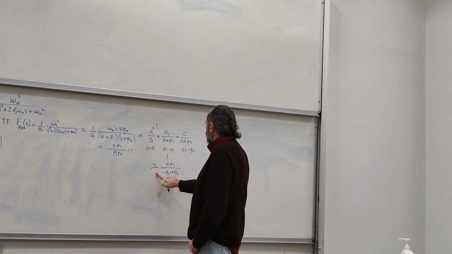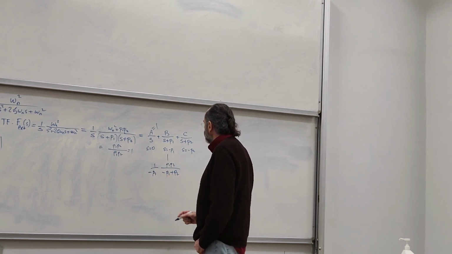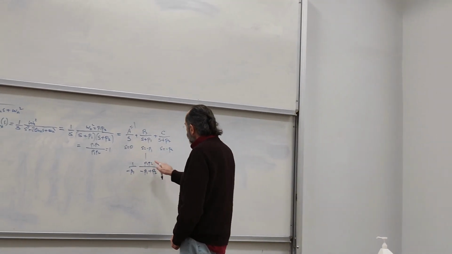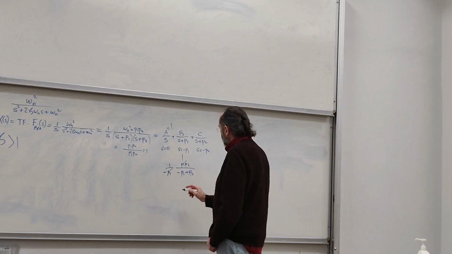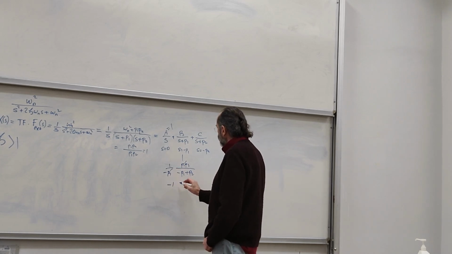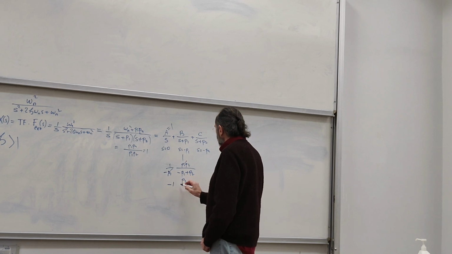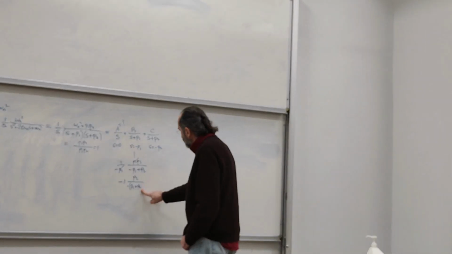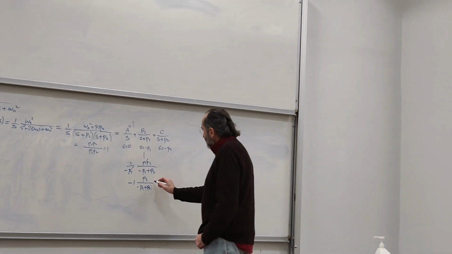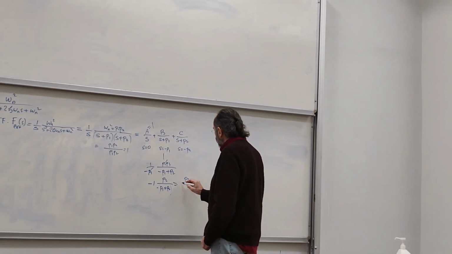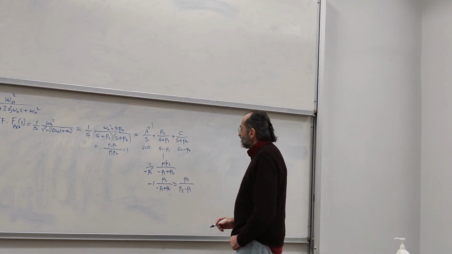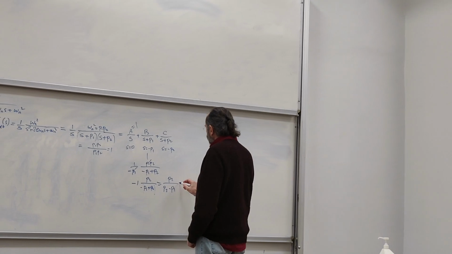And S is equal to minus P1. So this takes care of that. I have minus 1 times P2 over minus P1 plus P2. Sorry. And that gives me P2 divided by P2 minus P1. So my D is equal to that.